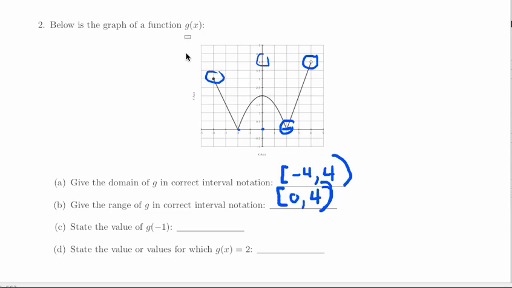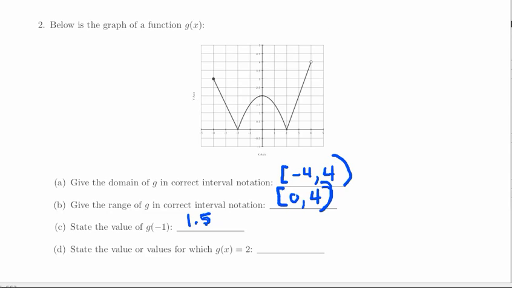Clear the graph off here. And we want to know what's the value of g of -1. Well, let's see, here's -1, and g of that looks like 1.5. So 1.5.